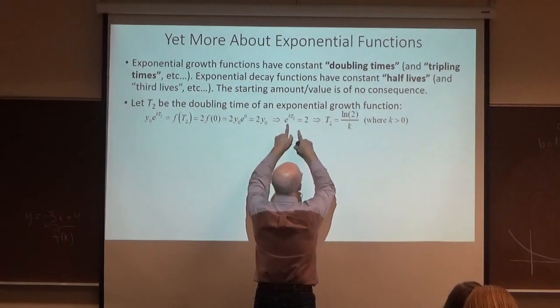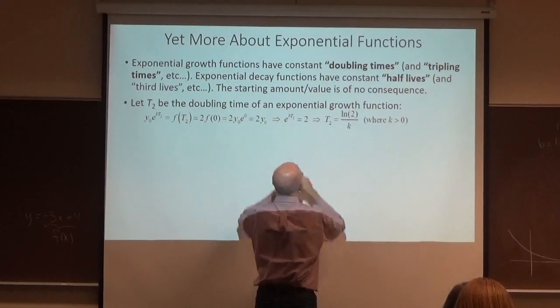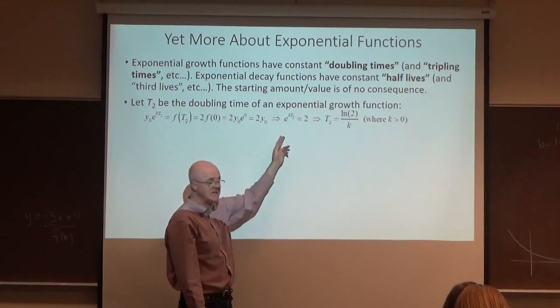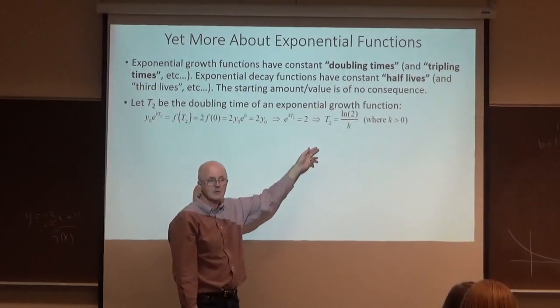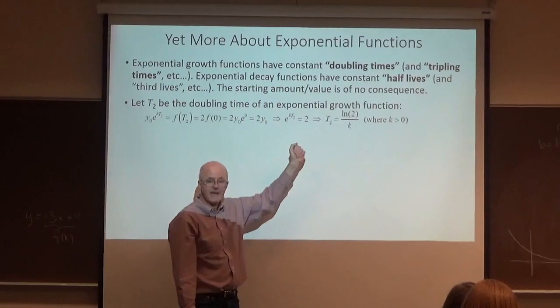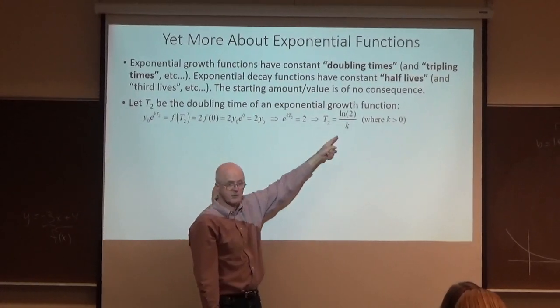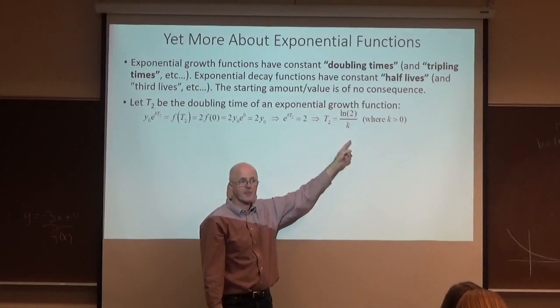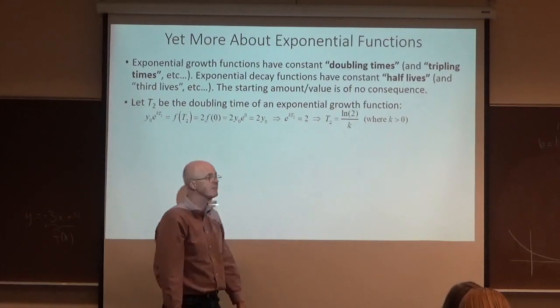Solve for T2 by taking the natural log of both sides. Initially, you get k T2 equals the natural log of 2. And then just divide both sides by k. You might have seen this formula before. That's the formula for the doubling time.